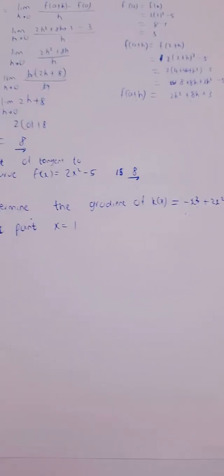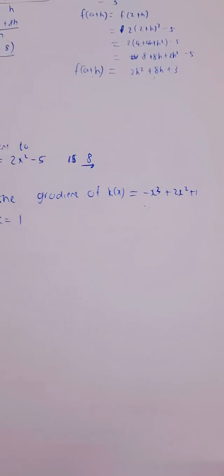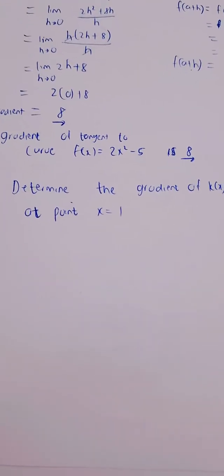I'll leave you with this problem. Determine the gradient of k of x is equal to negative x cubed plus 2x squared plus 1 at the point x is equal to 1.